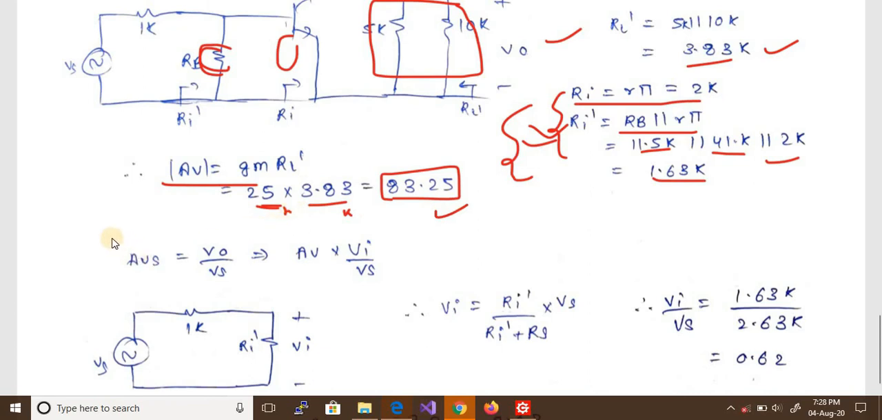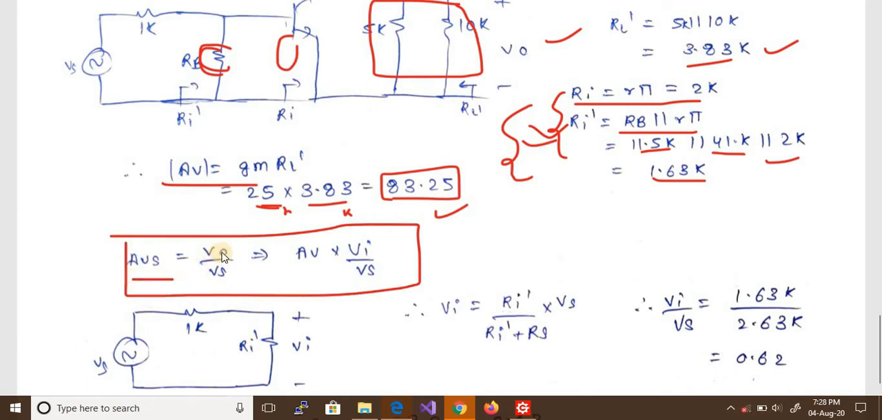Now coming to the main question: we were required to find AVS, which is nothing but VO by VS. If you want to rewrite this AVS in terms of AV, you write it this way: VO by VI multiplied by VI by VS. At the end this VI is going to cancel, but we are making the formula such that we get AV. So VO by VI is AV, and this VI by VS we need to find out.